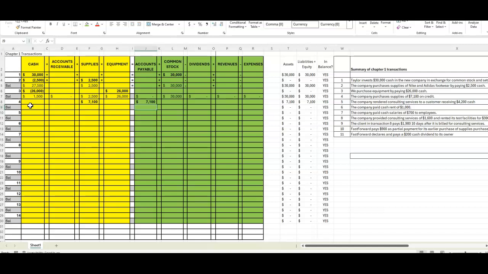And you'll see that the liabilities went up and supplies went up. So now if you think about it, we have $37,100 in assets, and we also have $37,100 in liabilities and equity. Number 5, the company rendered consulting services to a customer and received $4,200 in cash. So again, pause the video a second. See if you can do this one.